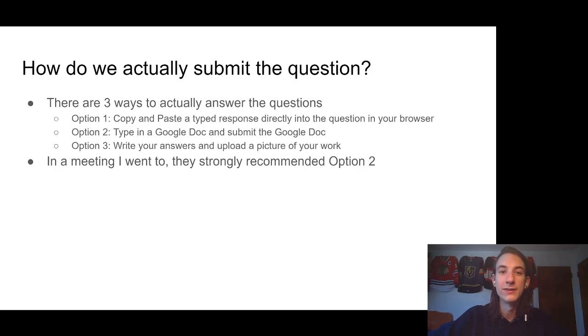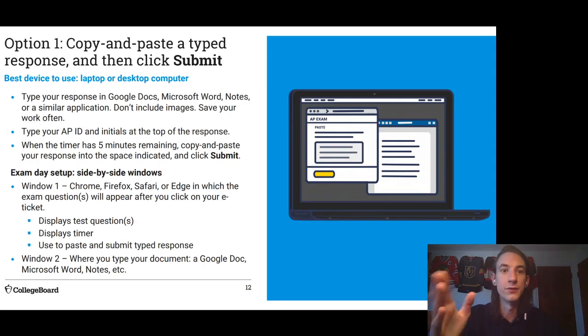Option 3 is you're going to write your answers and upload a picture of your work. So you'll have to do everything on your phone, which is annoying. You'll have to have the question pulled up on your phone and then take a picture on your phone and then input it from there. So that one seems like the worst way to go, especially if you have messy handwriting. It seems like the one that the most things could go wrong. So just a quick little overview. Again, I'm not going to go over 1 and 3 too much, but we'll look at 2.